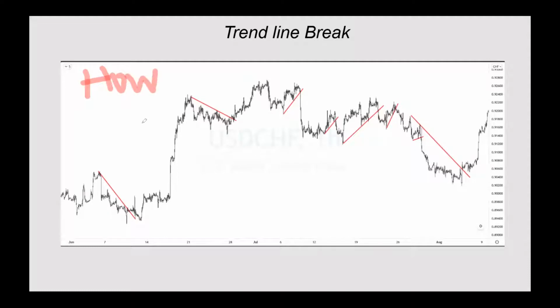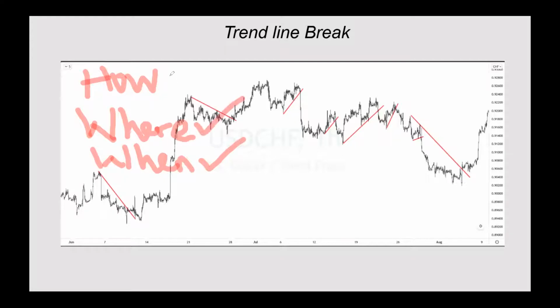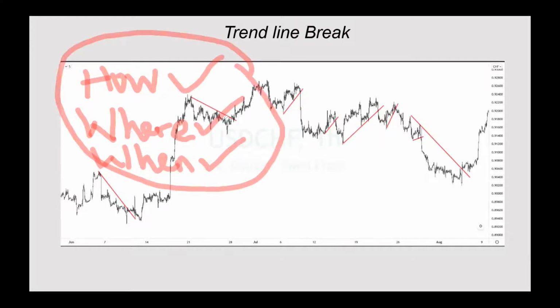Moving average is what we use for where the correction could end. And the RSI at overbought or oversold is what we use for when the correction is going to end. So if you know when it's going to end, where it's going to end, and how it's going to end, then you have a complete outlook that you can use to trade the end of that correction.